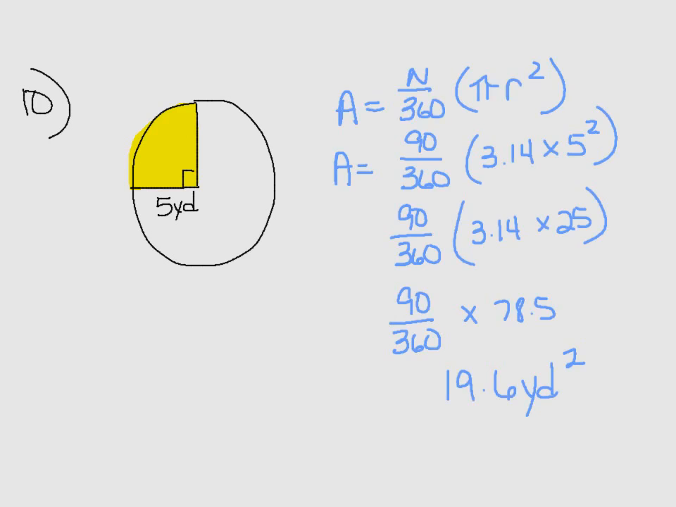In this problem, although you're not given the degrees of the angle measure, you really are, because you're told this is a right angle. So you know that the central angle is 90 degrees. That would be n. So the shaded area here is 19.6 yards squared.